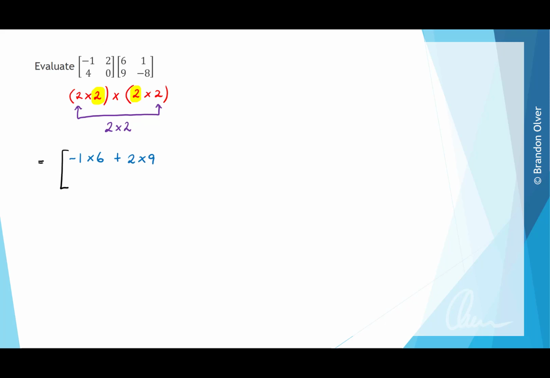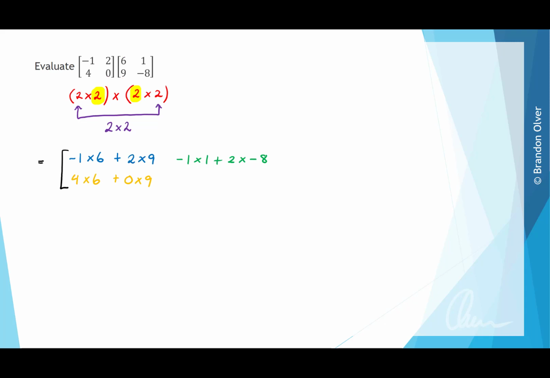So the next step is to take the first row again and multiply it by the second column. So we're going to have -1 times 1 and 2 times -8. So that goes in this position here, which is -1 times 1 plus 2 times -8. Now that we've multiplied the first row by all of the columns in the second matrix, we take the second row of our first matrix and multiply it by all of the columns. So we're going to have 4 times 6 and 0 times 9. So that will go in this position. So we have 4 times 6 plus 0 times 9.